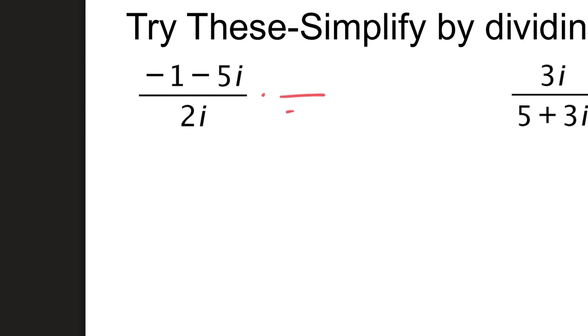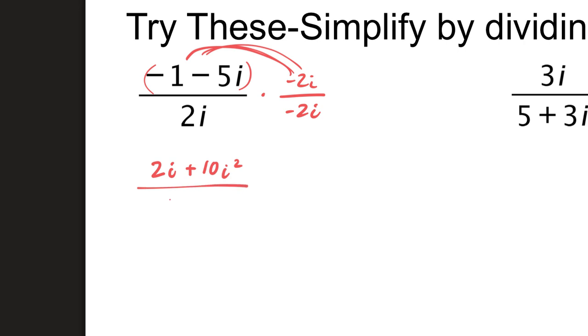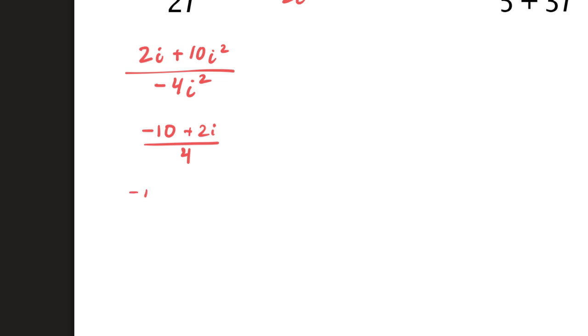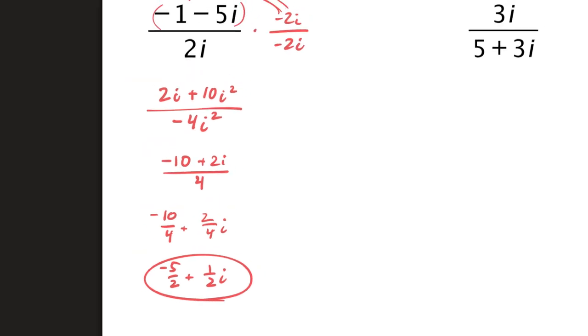Okay, for this first problem, we're going to multiply by the conjugate. I'll make sure that I distribute that in. So I get positive 2i plus 10i squared over negative 4i squared. That top will turn into negative 10 plus 2i. Just flip-flop the order a little bit. On the bottom, that's really negative 4 times negative 1, which is positive 4. I'll split that into my 2 fractions. I'll get negative 10 fourths plus 2 fourths i. I'll simplify my fractions. I'll get negative 5 over 2 plus 1/2 i as my final answer.